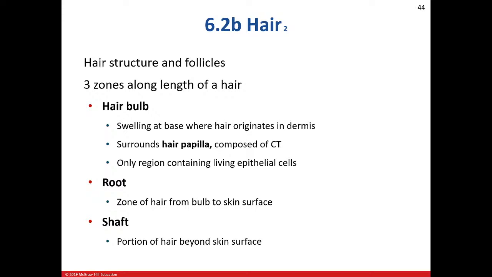The root is the zone of the hair that runs from the bulb to the skin surface, and then the shaft of the hair is the portion of the hair that you can see outside of the skin.